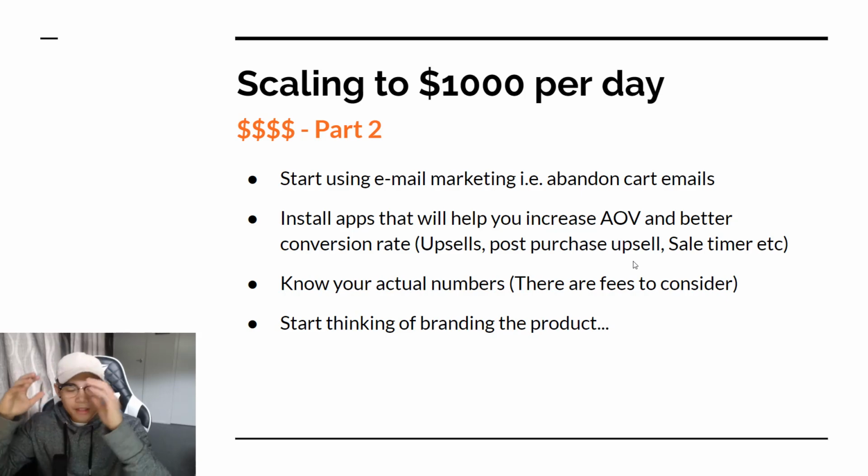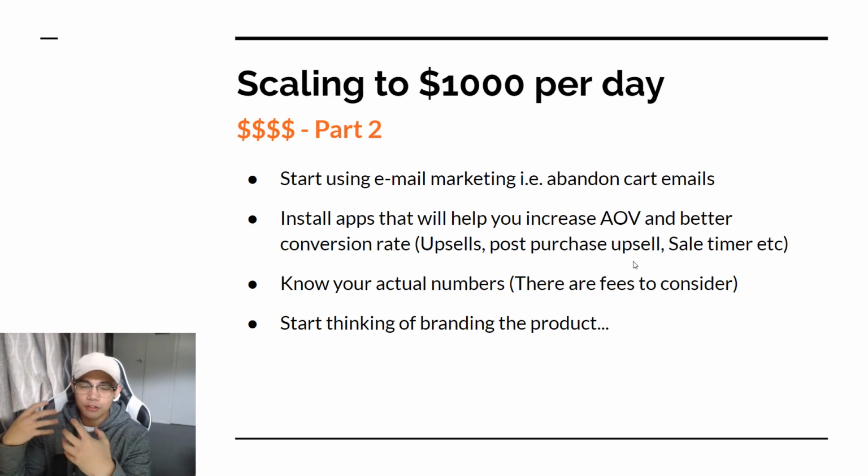Now this second point is very, very important as well. Install apps that will help you increase your average order value and better conversion rate. Increasing your average order value is basically one of the key things when you are scaling, because you want to get as much profit as you can, especially when you're doing more orders. So start installing upsells on your store, and also post purchase upsells. You can also install sale timer and some pop-ups, but not too much. You don't want to annoy your customers, just enough to improve your conversion rate. Test these, make sure that they don't decrease your conversion rate overall. Obviously, if you installed an app that is generating you more profit, then stick to it. And if it's hindering your conversion rate, drop it and delete it.